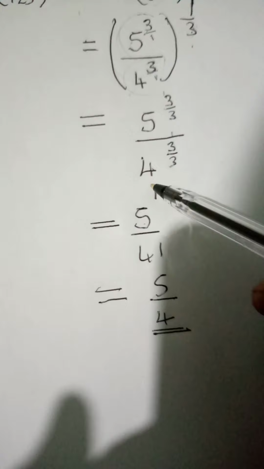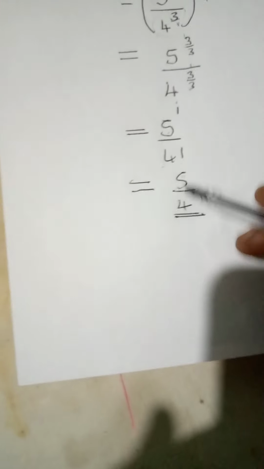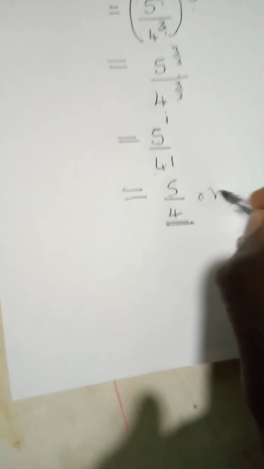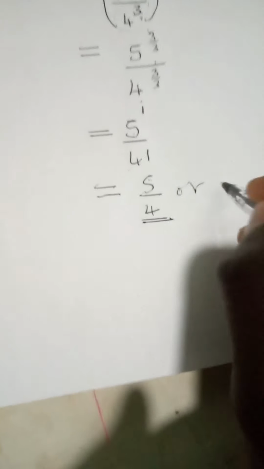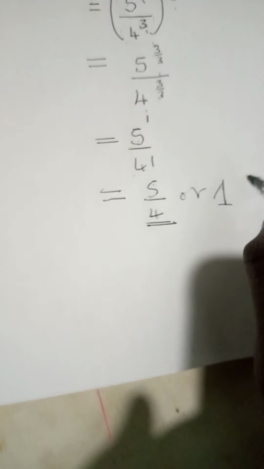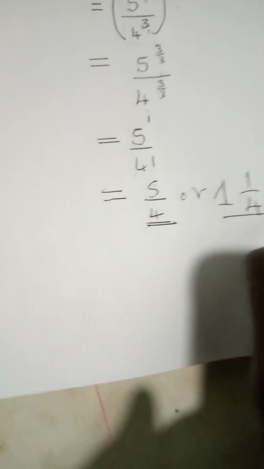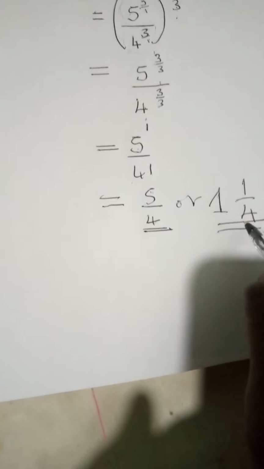Then any number to the power 1 is what? It's the same number. 5 to the power 1 is 5. 4 to the power 1 is 4. From here, you say this is your answer. Or if you want, you can say, how many times does a 4 go into a 5? You say it goes 1. Remember, 1 over 4. So you can either end here or leave your answer here.